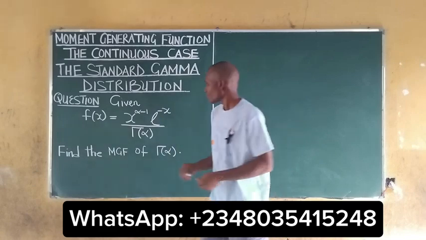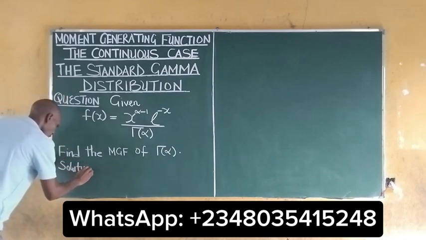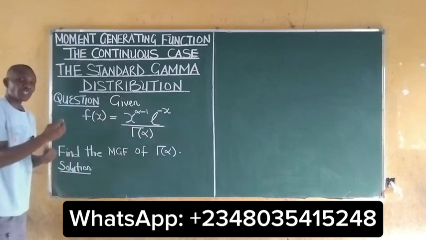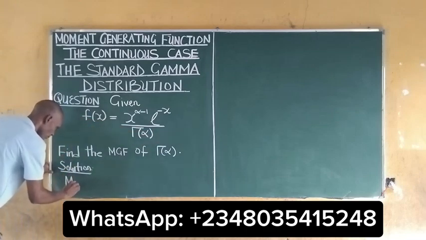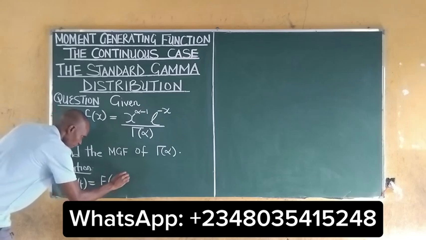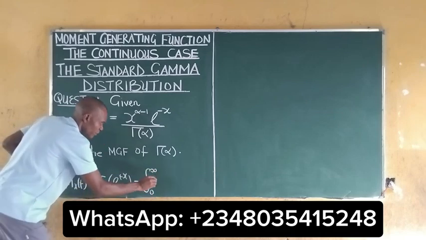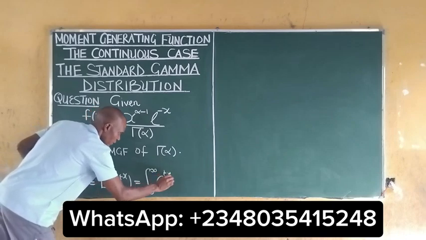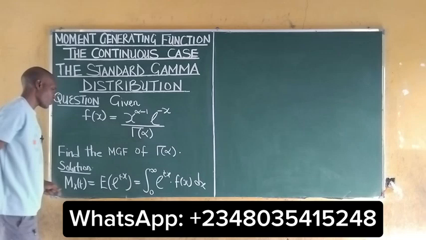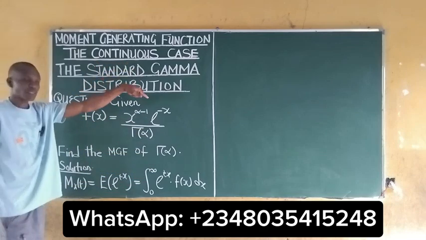How do we go about it? Solution. We are talking about the moment generating function. So we should recall that for the moment generating function, we have it as, which is also equal to the integral from 0 to infinity of exponential tx dot f of x dx. So this is what we are using. The moment generating function is equal to this for the continuous case.